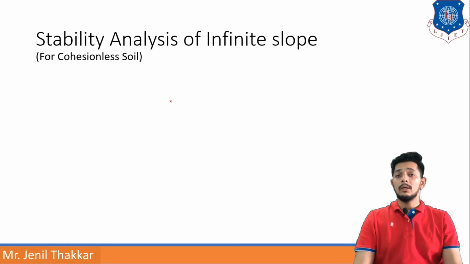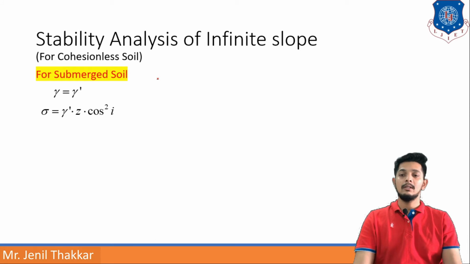So moving forward to submerged soils. If a soil is submerged, then its unit weight will be known as gamma dash. So let us write sigma is equal to gamma dash z into cos square i, and tau as gamma dash z cos i into sin i. It is nothing new, but gamma is replaced by gamma dash due to submergence of soil.